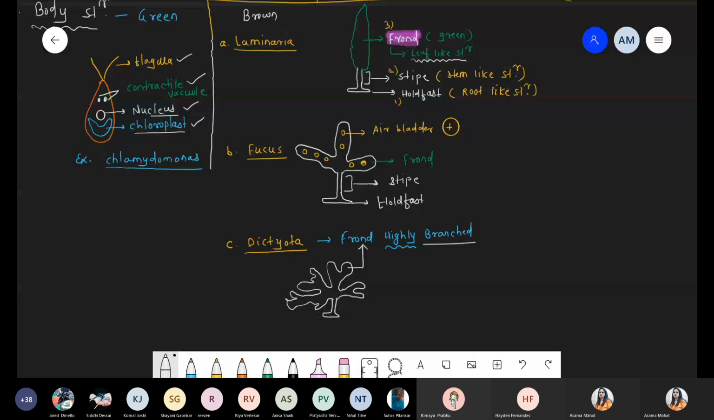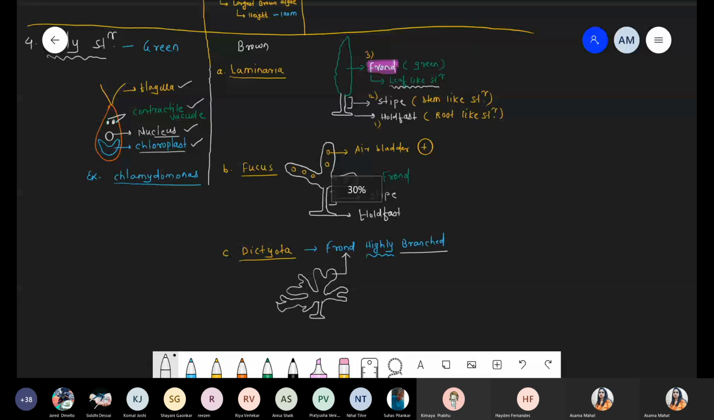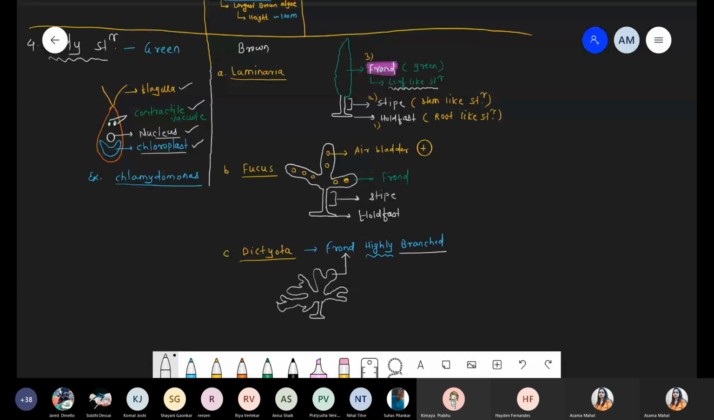Do not do even a single example outside NCERT, and not even a diagram. So whatever diagrammatic representation is given, you have to stick only to NCERT. Okay? So just read the NCERT examples with diagram. Got it? Okay. So these are the three basic structures with respect to Laminaria, Fucus, and Dictyota. But all these three have a very common feature: there is a presence of the holdfast, stick, and the frond.